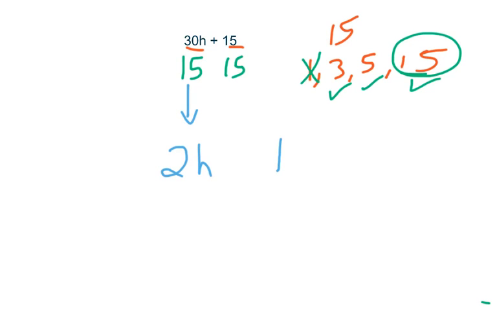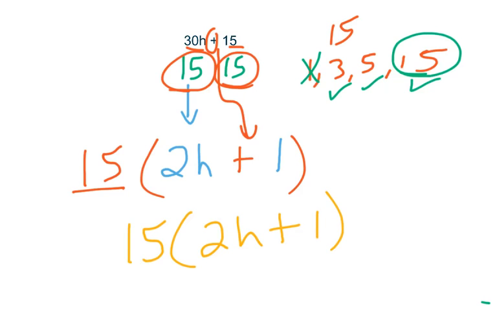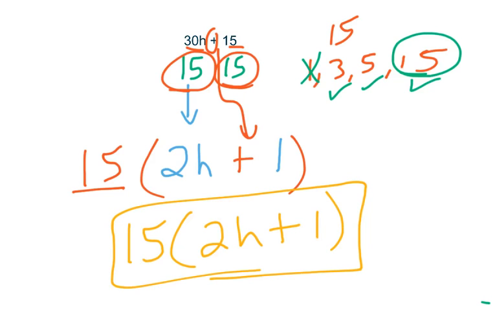Then we have to take our plus sign and bring it straight down, put parentheses around it, and then what number do we write on the outside? And that number is, dun dun dun dun, 15. So our final answer is 15 times 2h plus 1, parentheses. And so that would be our answer.